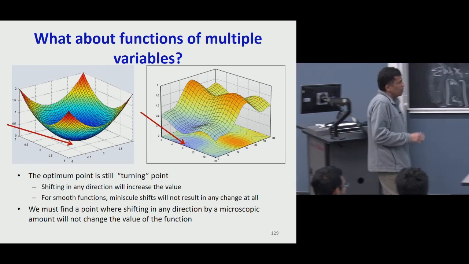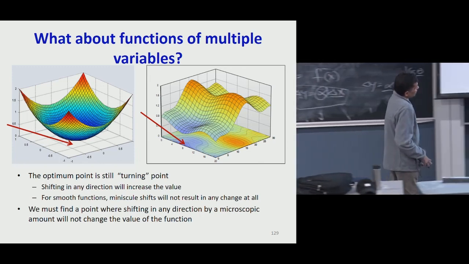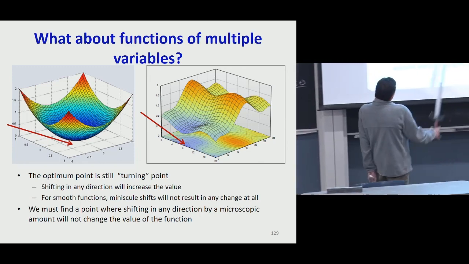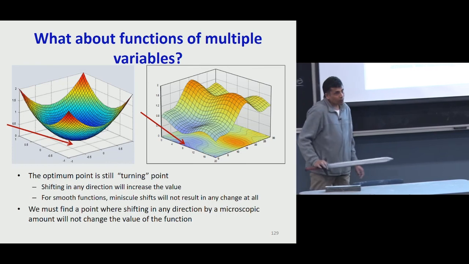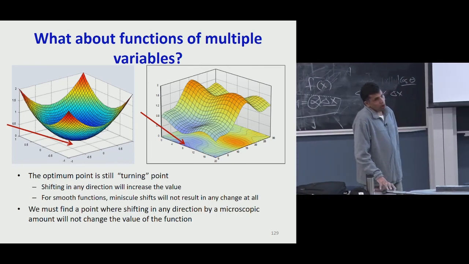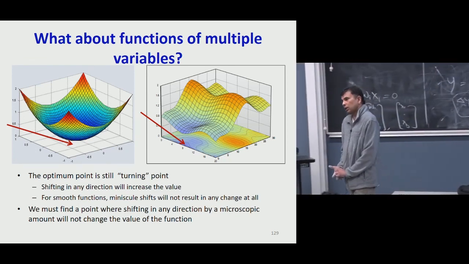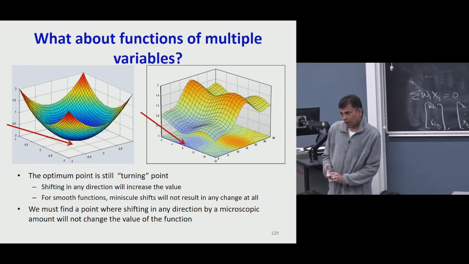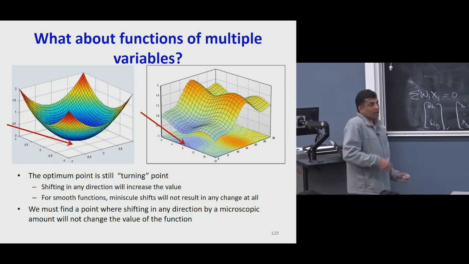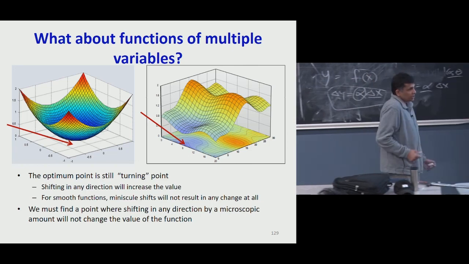So the optimum is still a turning point, but it has this characteristic that shifting in any direction will increase the value. It's going to go up. And so when you're trying to find the minimum of a function, you're really trying to find the location of the input such that regardless of which direction you move in from that point, the function increases.